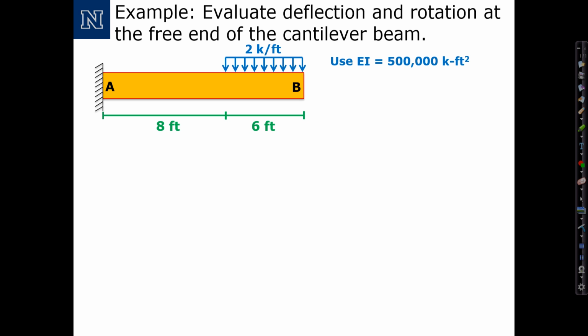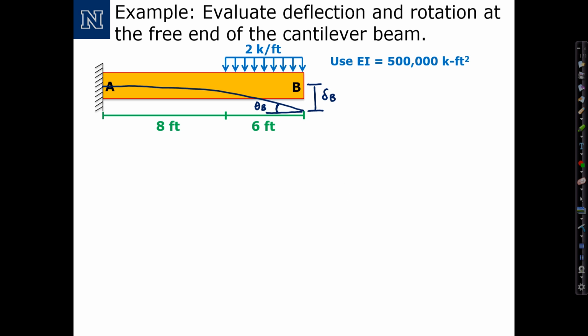We're asked to evaluate deflection and rotation at the free end of the cantilever beam. Let me sketch the deflected shape real quick. From end A, no rotation, and then the distributed load at the end will cause the beam to bend downward. The deflection at the end, I'll label delta B, that's one thing we want to find. Our rotation at the end, with respect to the horizontal, is called theta B. That's another thing that we want to find.